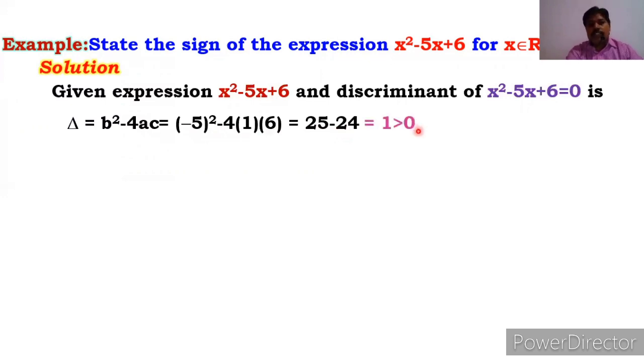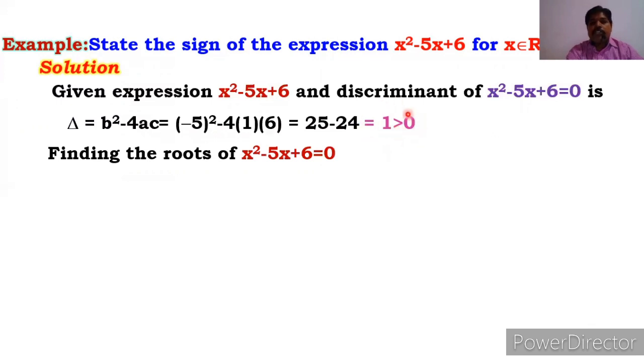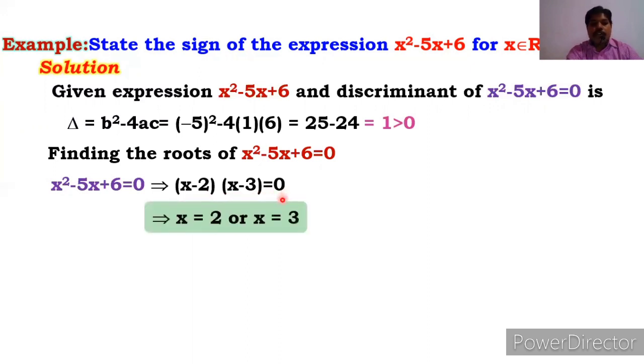It is positive. So what I told is, if it is positive, you have to calculate the roots first. What are the roots? X square minus 5x plus 6 is equal to 0. We already found the roots in the previous class. x minus 2 into x minus 3 is equal to 0. The roots are 2 and 3.